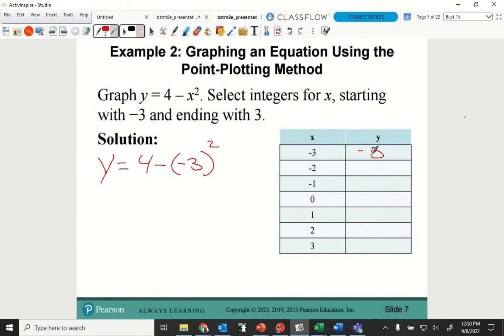Yes? All right, and since this is a table, I want you to do all of them going down, doing the same steps. So you're going to fill in the y column over here. Y equals 4 minus (-2) squared. Y equals 4 minus (-1) squared. Y equals 4 minus 0 squared. All right, and dot, dot, dot.